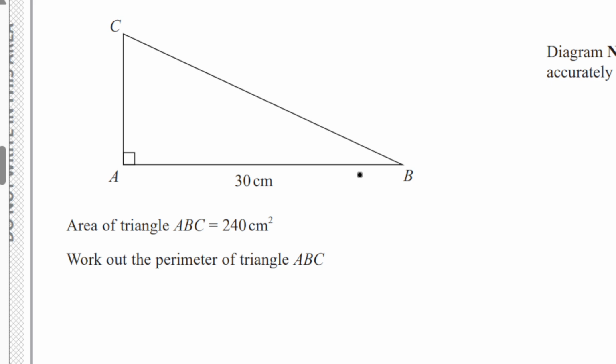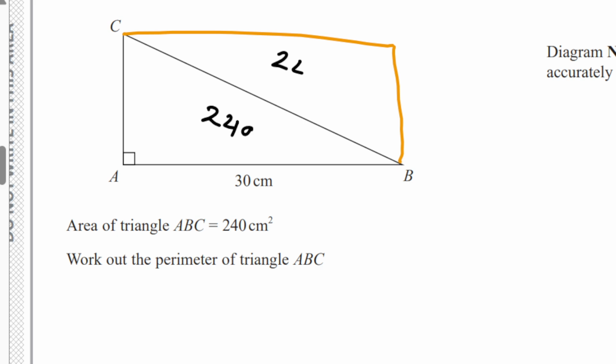So there are different ways to do this. You can use the formula for the triangle. I don't want to do that. I just want to make it a rectangle. Now, if the area of this triangle is 240, the area of this also is going to be 240, right? So the area of the whole shape is 480, isn't it?